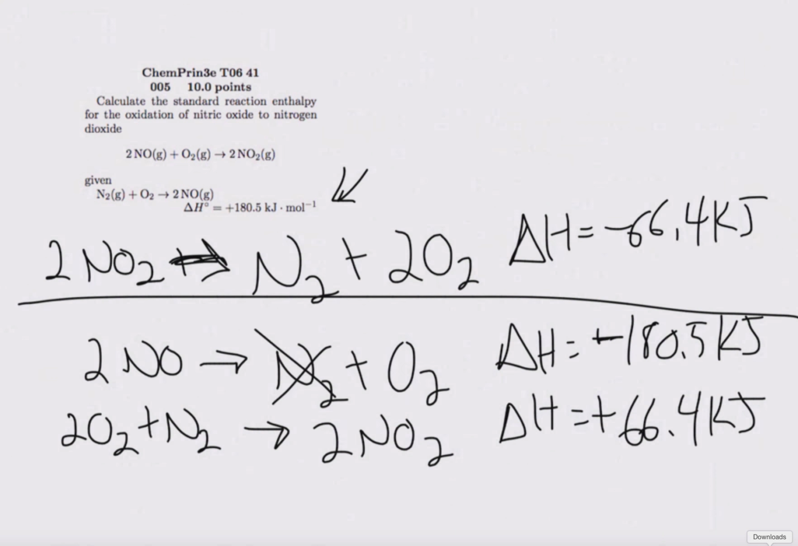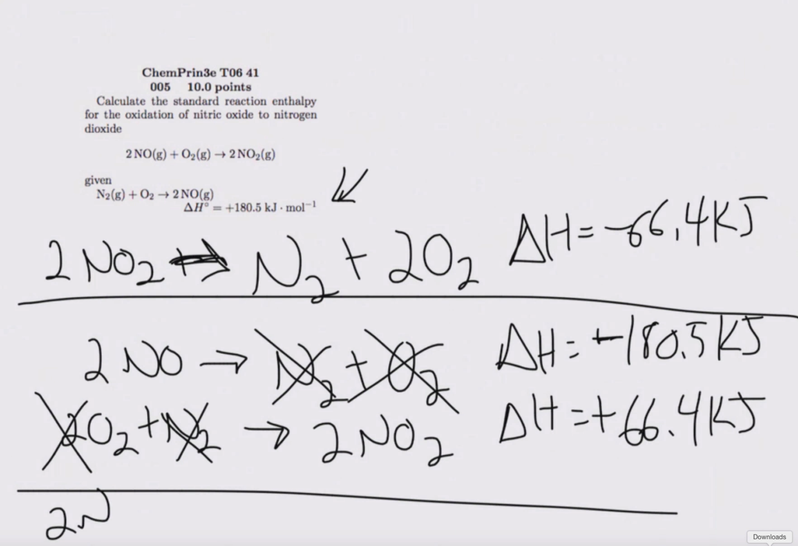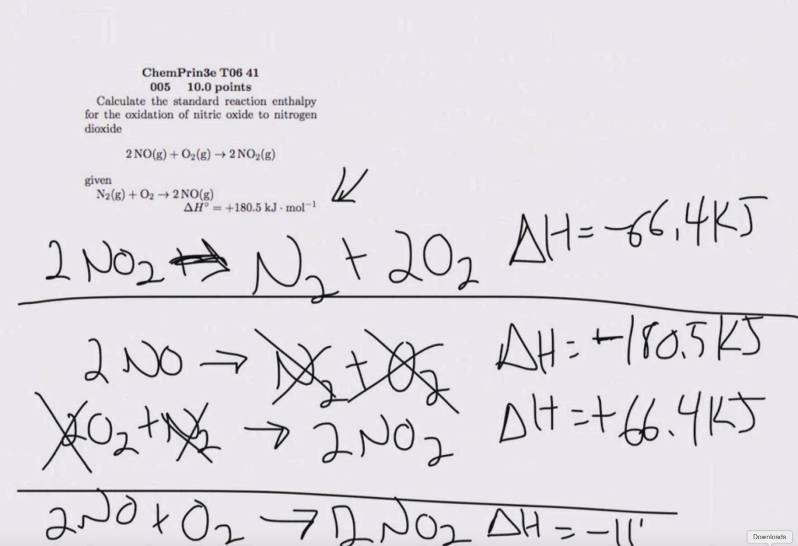We can cancel out the N2 on both sides. We can cancel one of the O2s. And so what we end up with, when we add all that together, is 2NO plus one O2 that was left produces 2NO2, and when we add the enthalpy changes together, we get a delta H of negative 114.1 kilojoules. So that is the answer. Whichever choice that is on your sheet, that's the answer, negative 114.1.